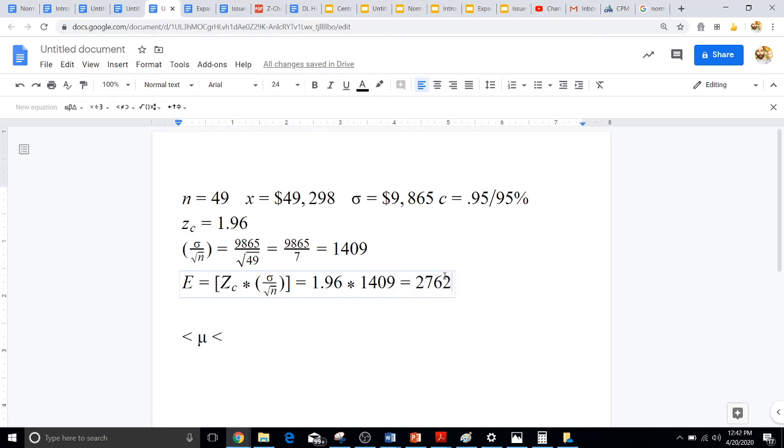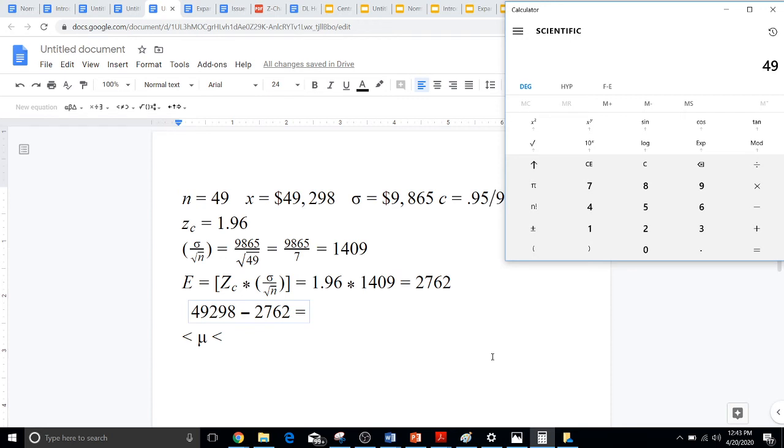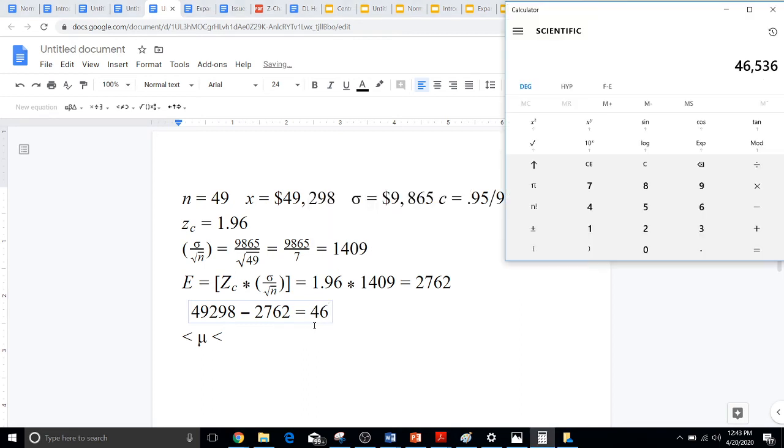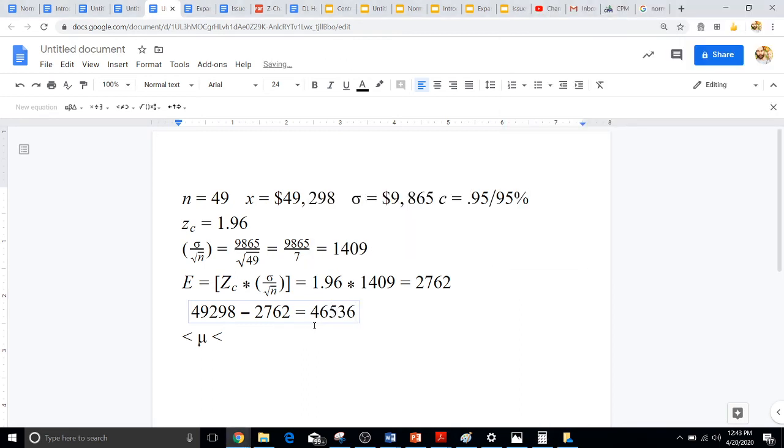We're going to take this margin of error, and we're going to both add it and subtract it from our average. So we're going to take 49298 and subtract from it 2762. And we are going to find that answer to be $46,536. And this is going to be our lower value on our interval. Let's see what our upper value would be.